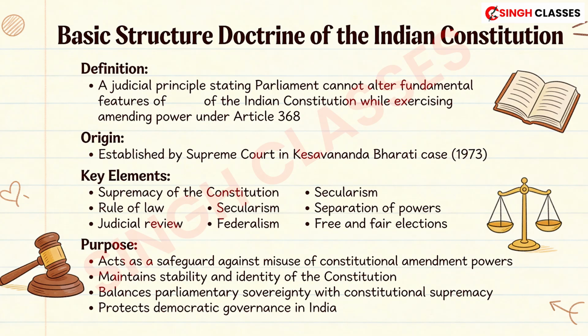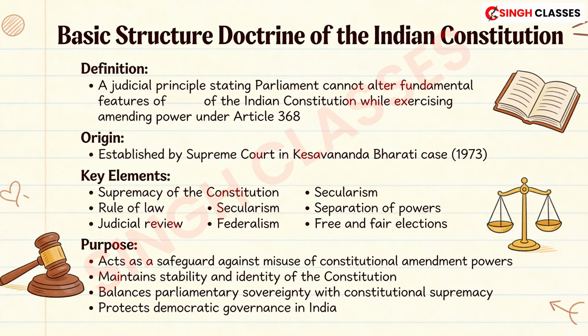The Basic Structure Doctrine is a judicial principle which states that Parliament cannot alter the fundamental features of the Indian Constitution while exercising its amending power under Article 368. This doctrine was established by the Supreme Court in the Kesavananda Bharati case in 1973. The court held that although Parliament has wide powers to amend the Constitution, it cannot destroy its essential features.